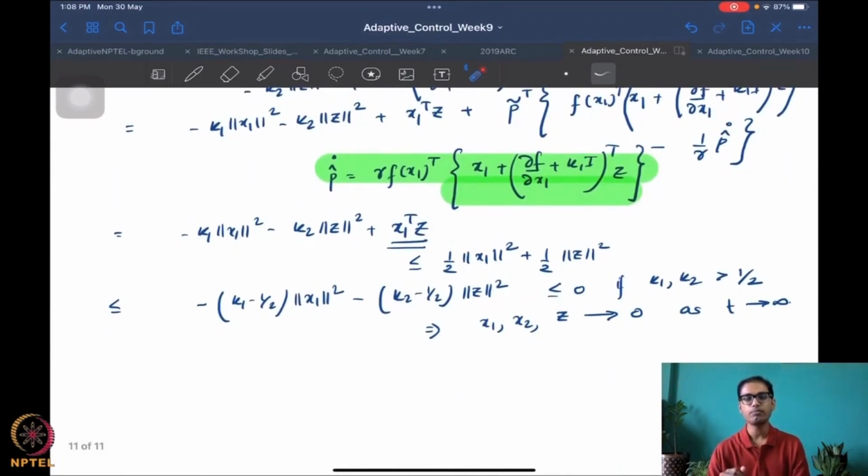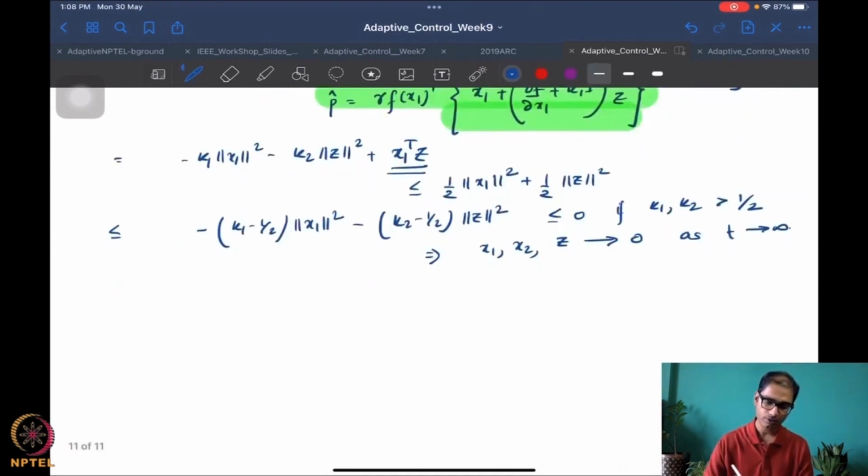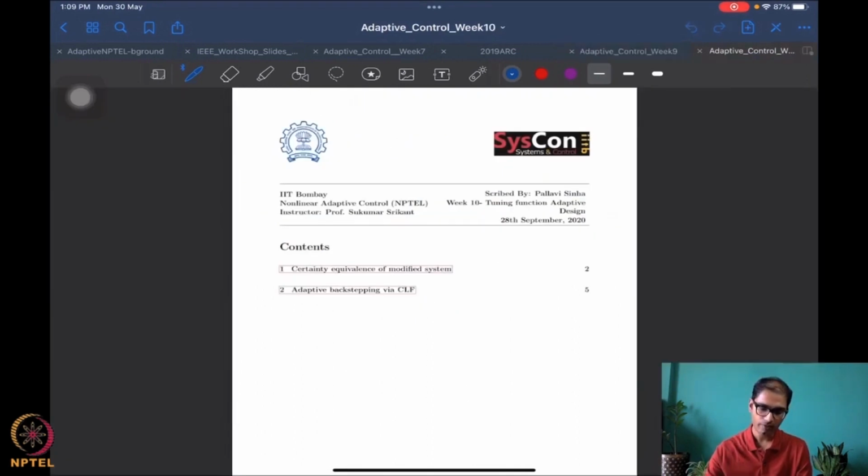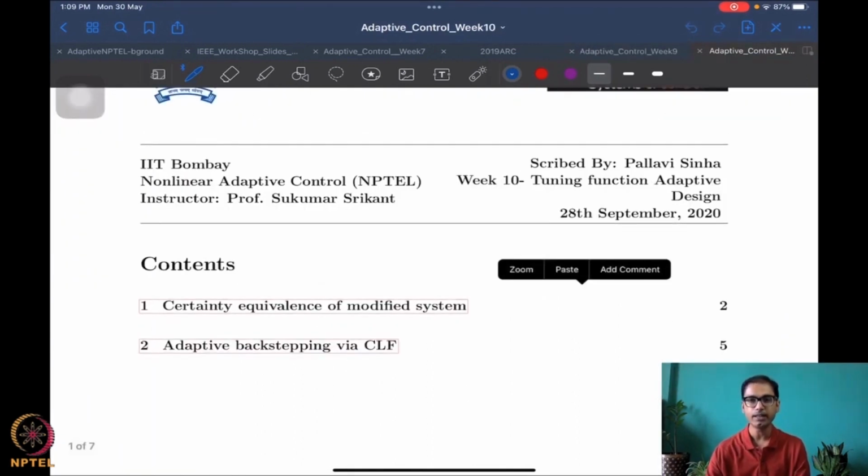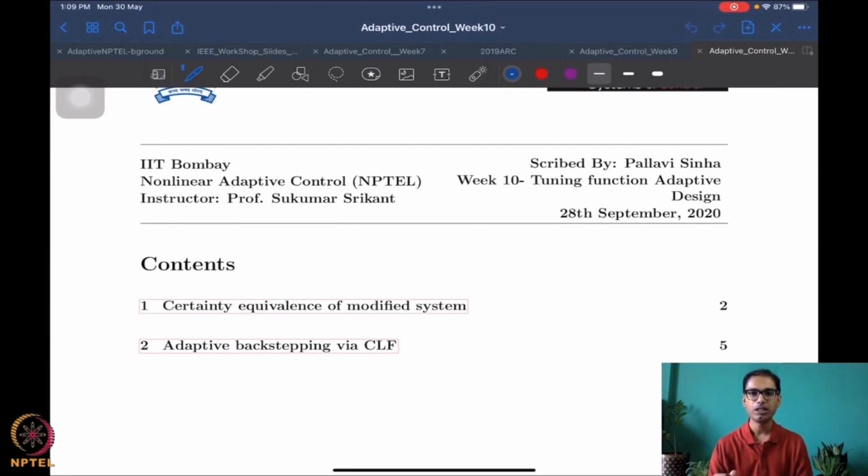All right, great. So now we are ready to move into week 10 lectures. Again, we are in week number 9. We always seem to be ahead, but we're not really ahead because we have some more additional material to cover. These weeks are more for homework reference than anything else. So we are ready to move into week 10 lectures, and the key idea that we talk about is the tuning function adaptive design, right?